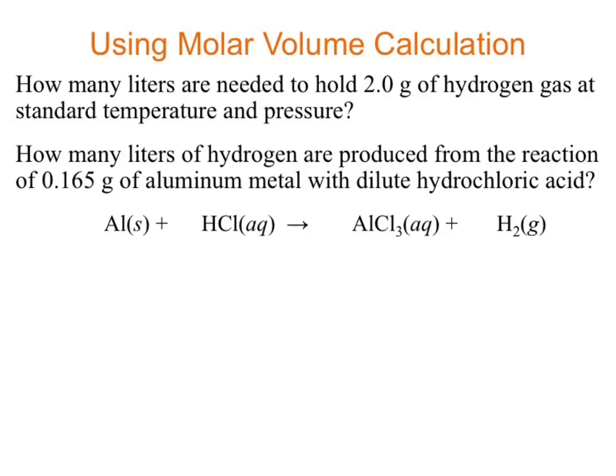Why not? Our aluminum metal is what phase? Solid. That relationship of 1 mole equals 22.4 liters, that's 1 mole of a gas. We're not a gas yet. So what we'll have to do is convert our moles of aluminum into moles of hydrogen gas. How do we do that conversion? From our balanced equation. Once we have moles of hydrogen gas, what can we do? Now we can convert it to liters.